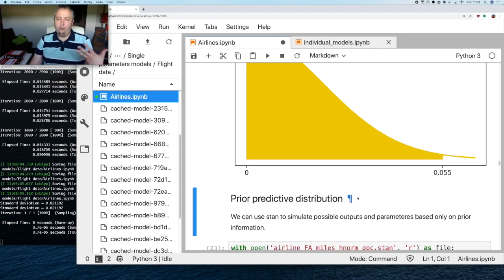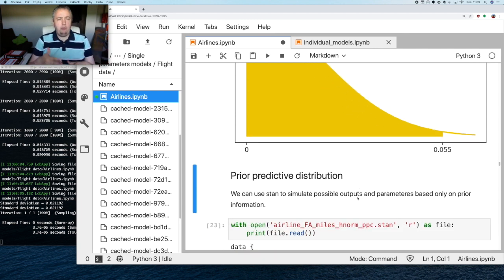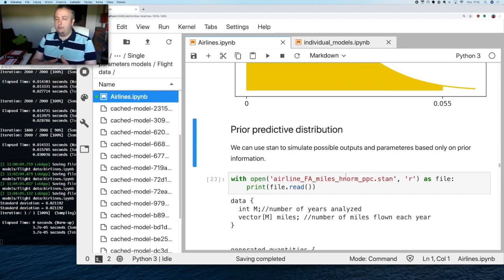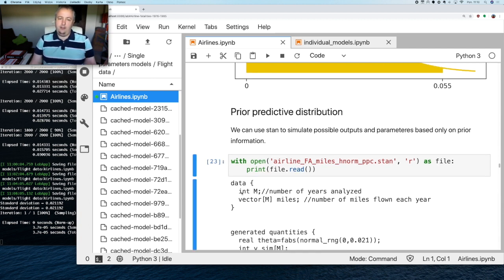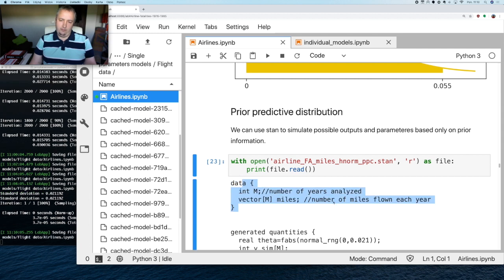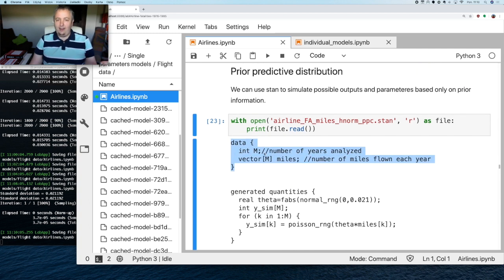Having this, we can now do the probability distribution. And here, our model becomes a little bit more complicated. Maybe even not that much more complicated, but we will need to create our model from what's going on. So again, the data is the same. No, the data is not the same, because we're doing a probability distribution, and we now need to incorporate miles. And so our data includes the miles, and again, the number of years analyzed.